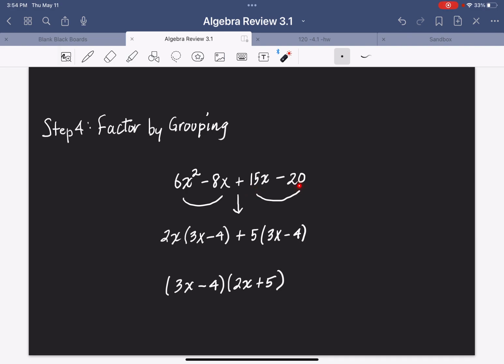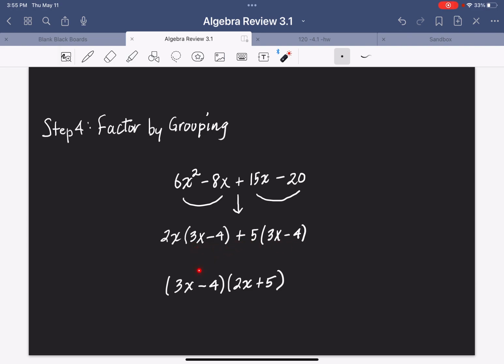15x and 20 only have a 5 in common. 5 times 3x is 15x, and 5 times negative 4 is negative 20. Now notice that these two binomials now match, and that's very important. If they don't match, you have a problem. Either you picked the wrong numbers for these two, or your trinomial was a prime trinomial that would not factor. If these don't match, you have a problem. Since they do match, now this is a common factor. 3x minus 4 is common to both.